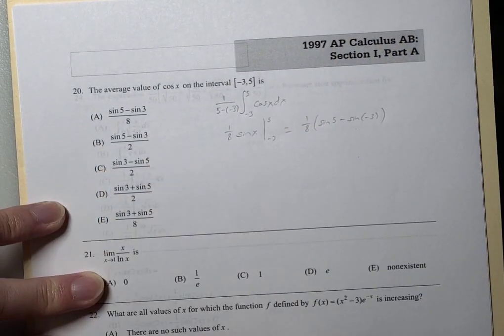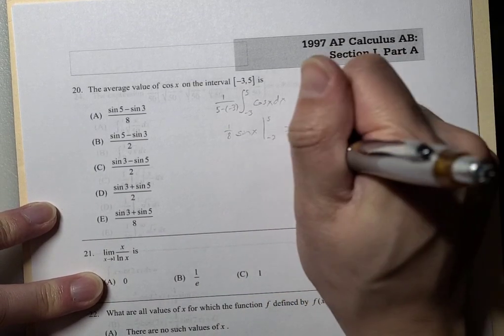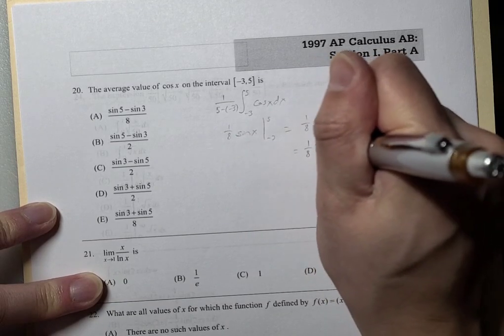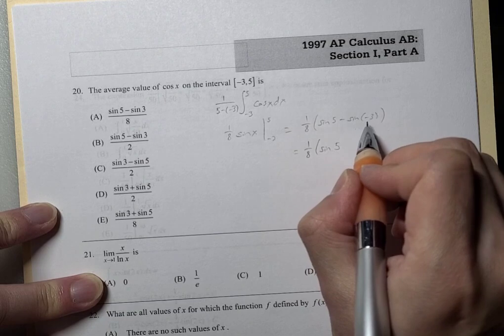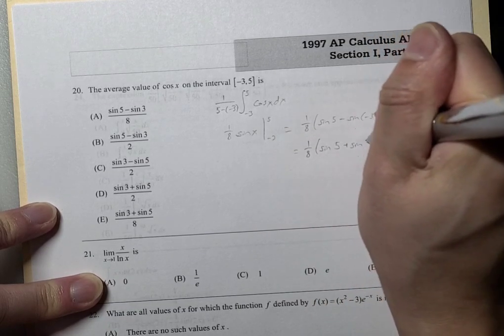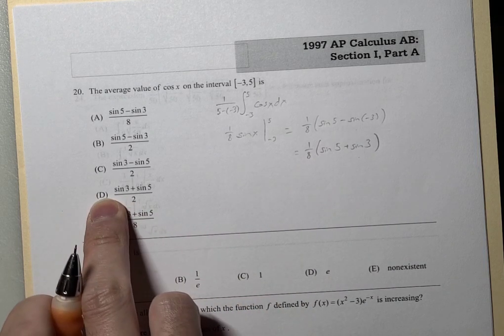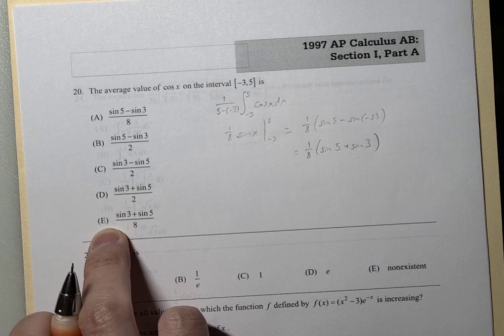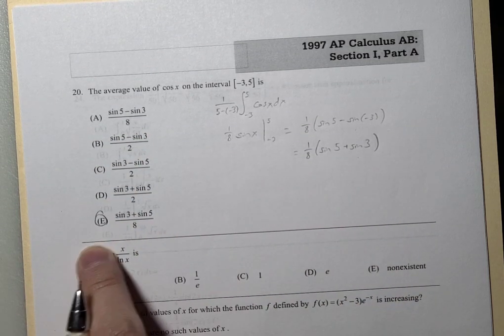Okay, we don't get one of those answers, so what happened? Well, we know that sine is an odd function, so we can rewrite it as sine 5 minus negative sine 3, so it becomes plus sine 3. Okay, and that is, yeah, this one. Divide by 8.